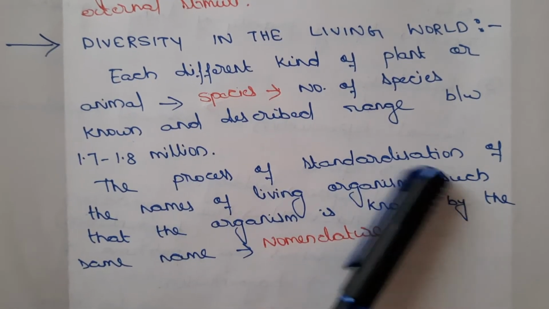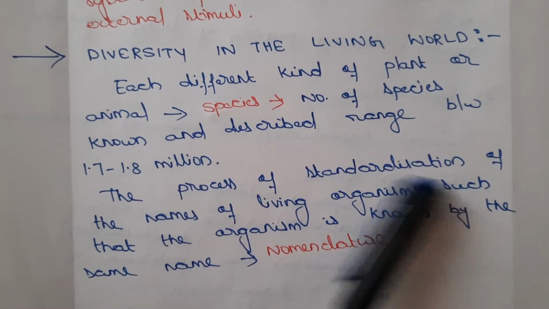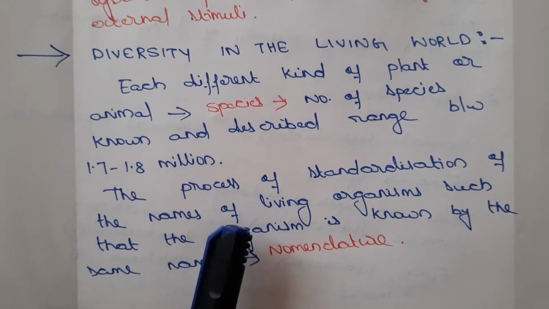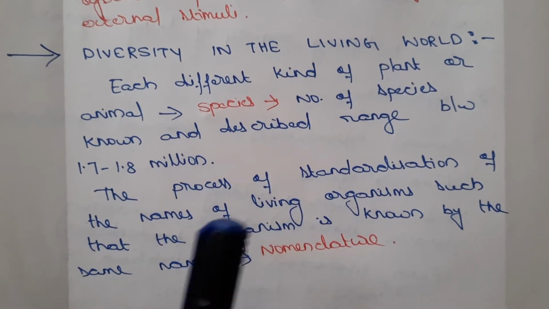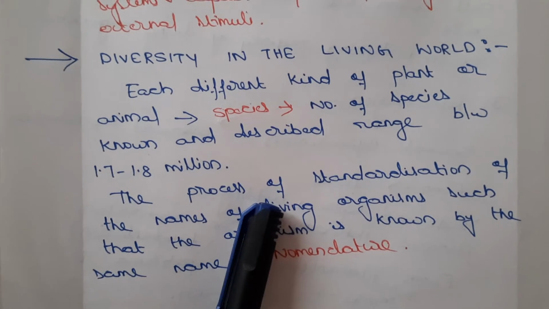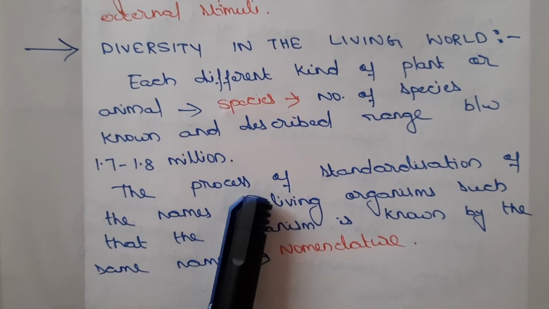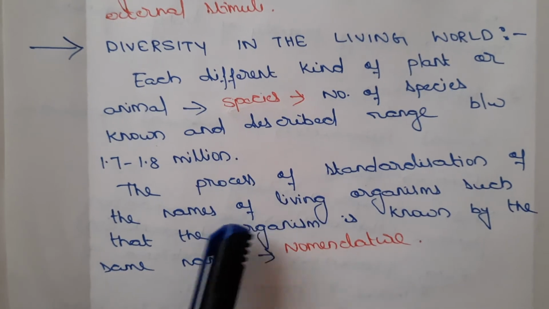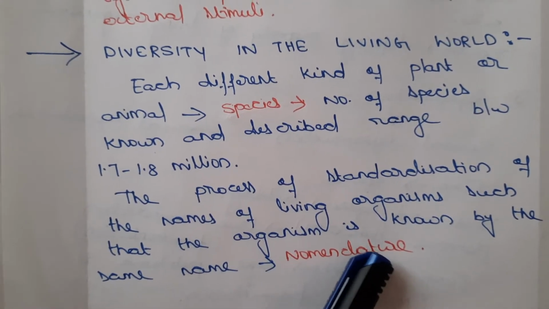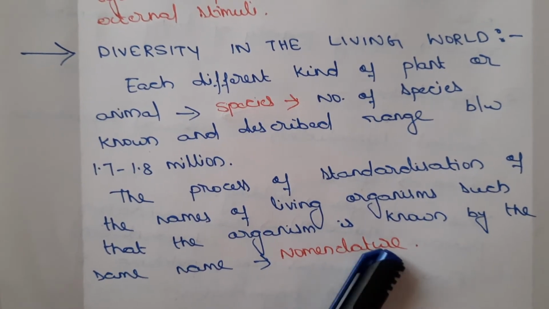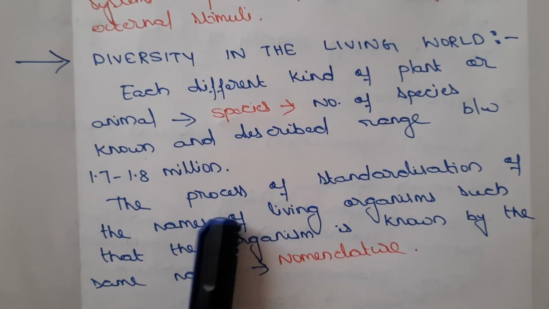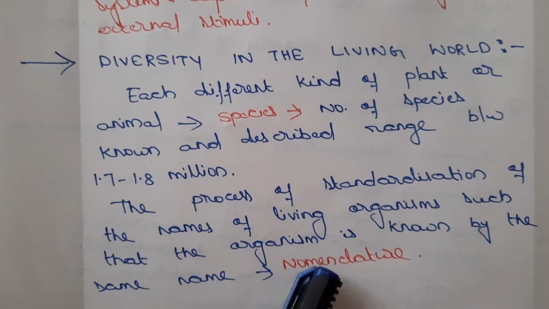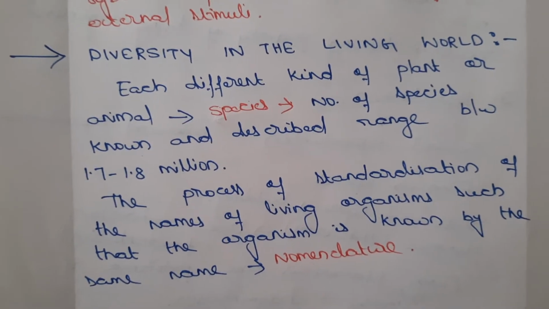Now, the process of standardizing the names of living organisms such that an organism is known by the same name is known as nomenclature. For example, cat. In English, we say cat. In Hindi, we call it billi. In different languages, the cat is termed differently. So we need a uniform term so that the name of the cat is the same universally in every place. So that process of standardization of names of living organisms is known as nomenclature. Nomenclature means we are assigning a name to an organism which is universally accepted and which is the same in every part of the world. Such a system or process is known as nomenclature.